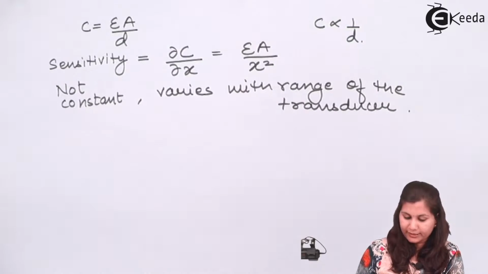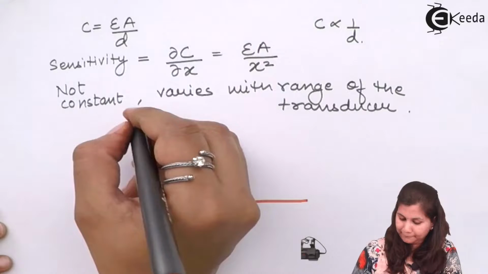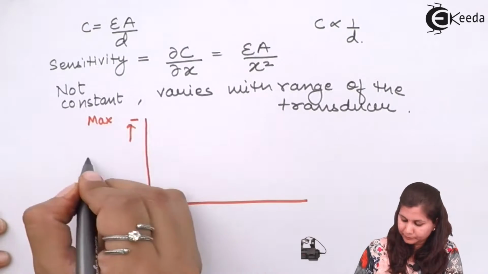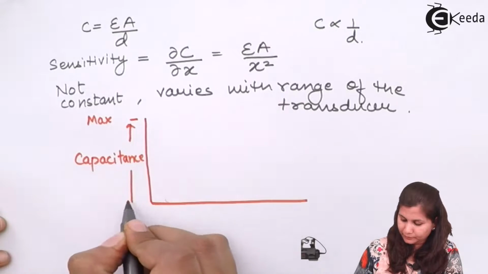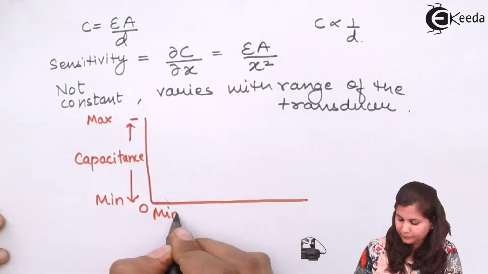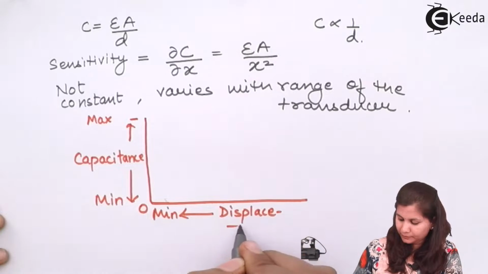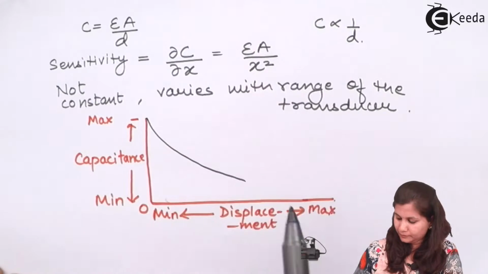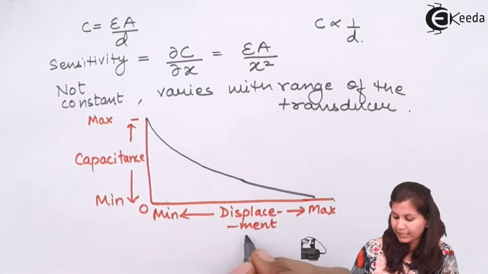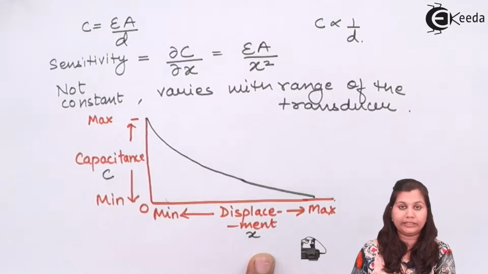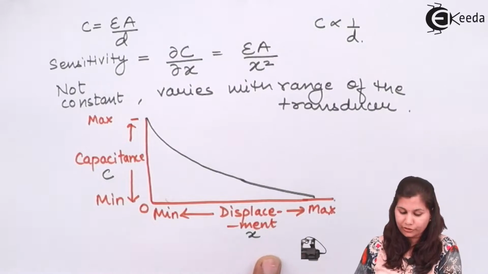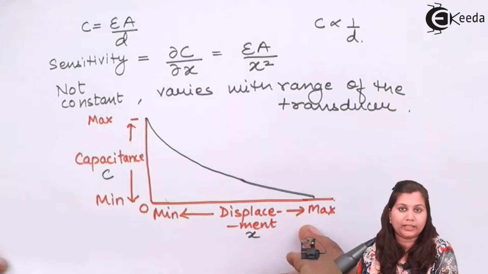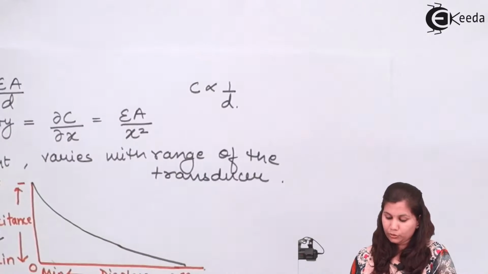If we see the graph for this, you can see that between X and C we have a non-linear relationship, and this relationship is hyperbolic in nature. So due to this non-linear relationship, the transducer is going to exhibit a non-linear characteristic.